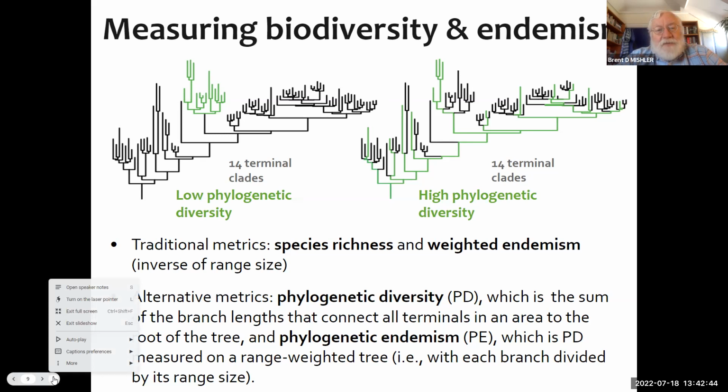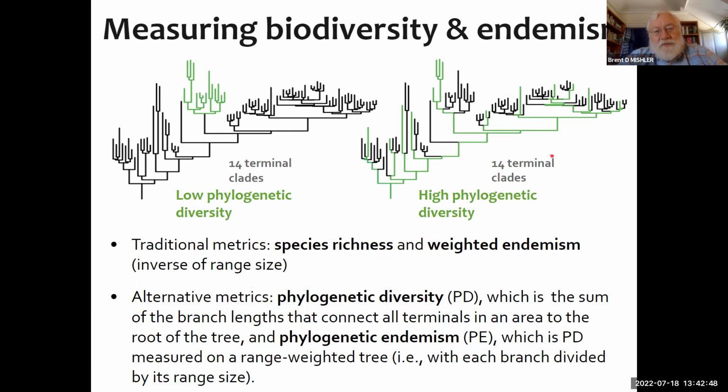And if you add up the green branches on the right, it's a longer path than the one on the left. So the one on the right would have higher phylogenetic diversity than the one on the left. And so phylogenetic diversity is defined as the branch lengths connecting the terminals that are present in an area to the base of the tree. And phylogenetic endemism is something I'll show you a slide of in a second, is that metric except taken on a tree that has some modified branch lengths where they're weighted by their range. And I'll show you what I mean in a minute.